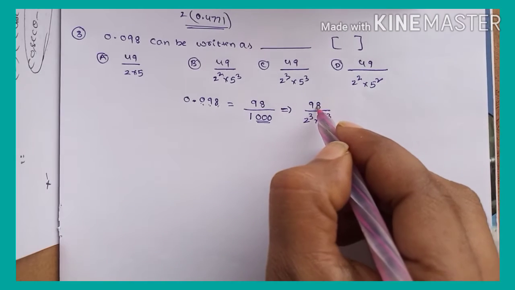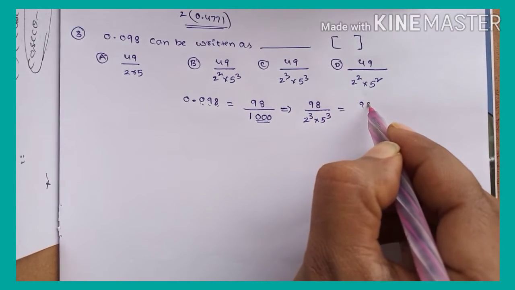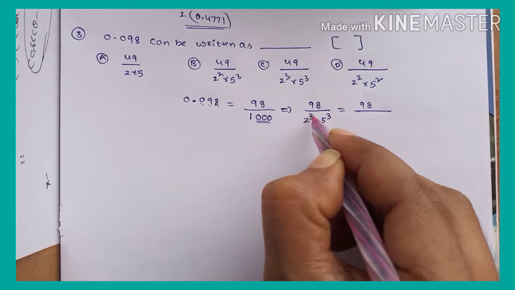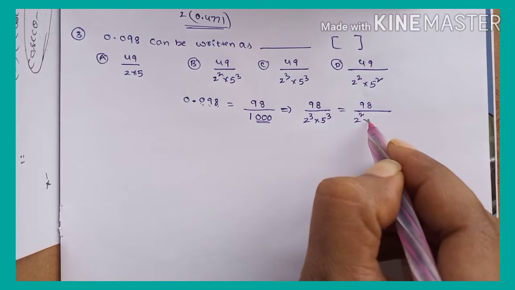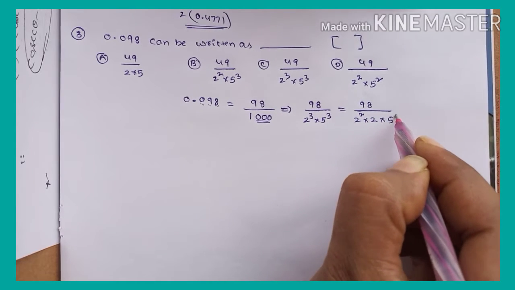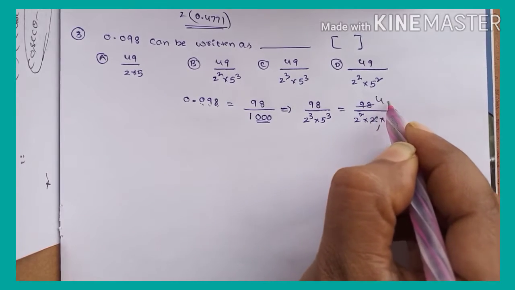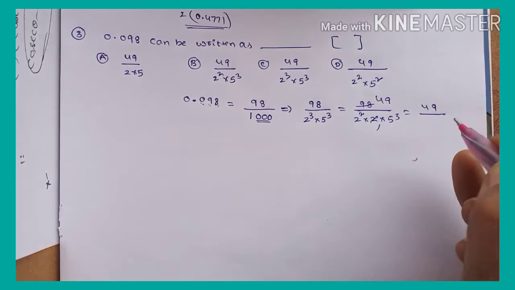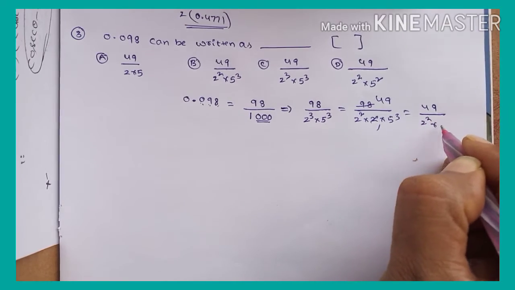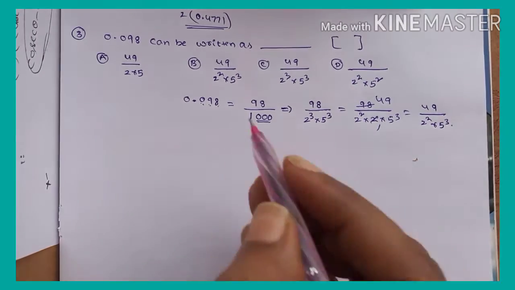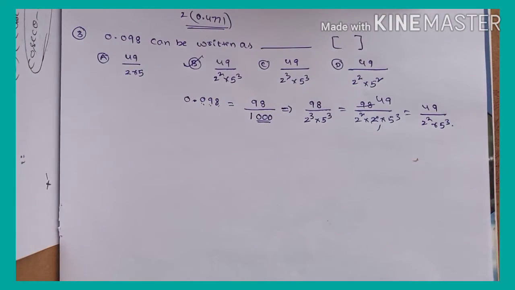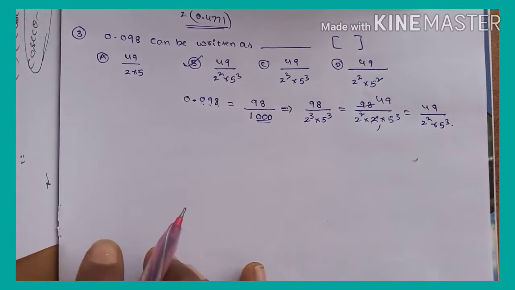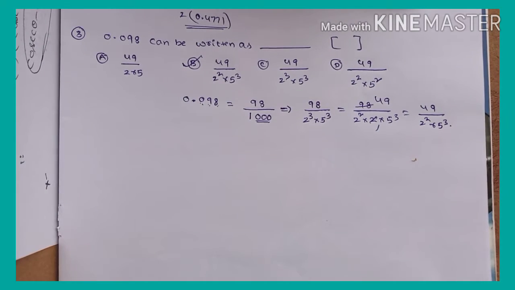Now here, 98 by 2 cubed, I am writing as 2 squared into 2, and 5 cubed. 2 ones are 2, 49 times. So the result is 49 by 2 squared into 5 cubed. Option B is correct. Okay, let's go for the next bit.